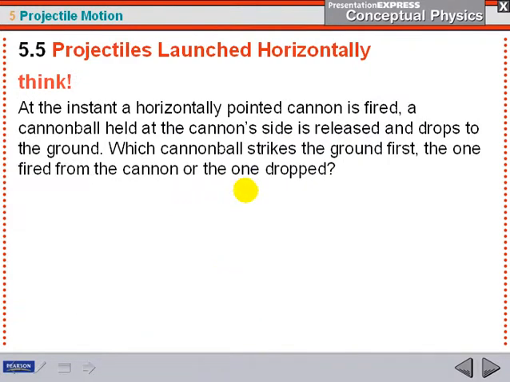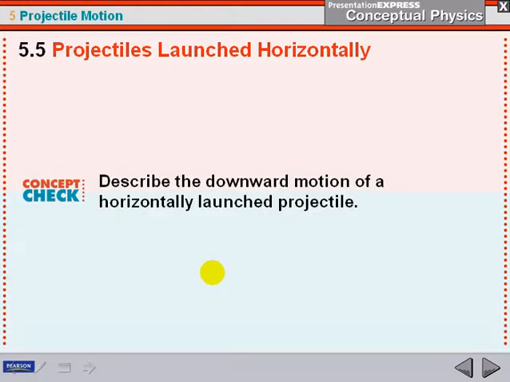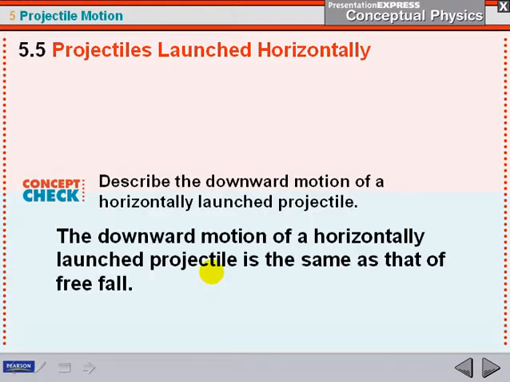So at the instant a horizontally pointed cannon is fired, a cannonball held at the cannon's side is released and drops to the ground. Which one strikes the ground first, the one fired or the one dropped? They fall the same vertical distance with the same acceleration, so they're going to strike the ground at the same time. There's no difference, just like we saw the two coins hit the ground at the same time. So describe the downward motion of a horizontally launched projectile. The downward motion of a horizontally launched projectile is the same as that of free fall.